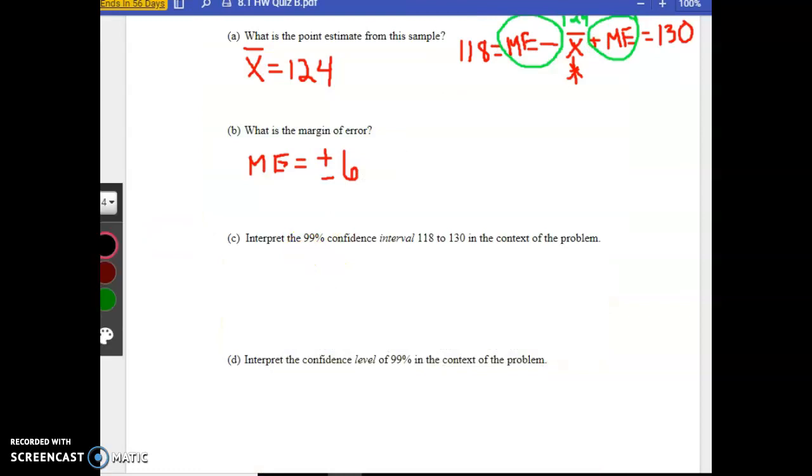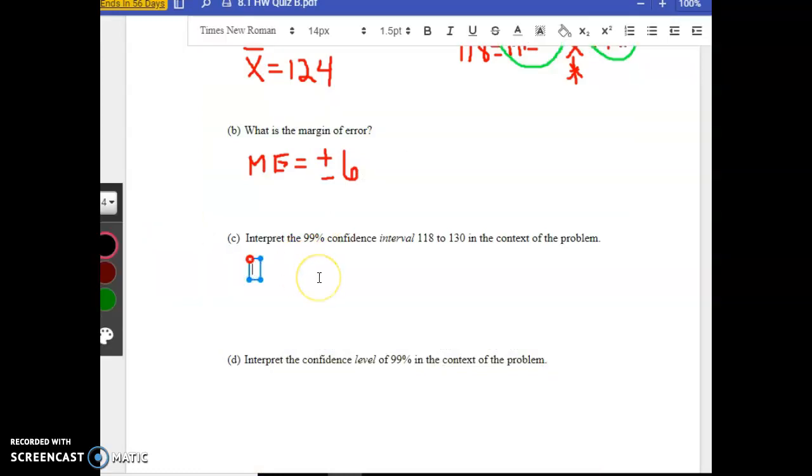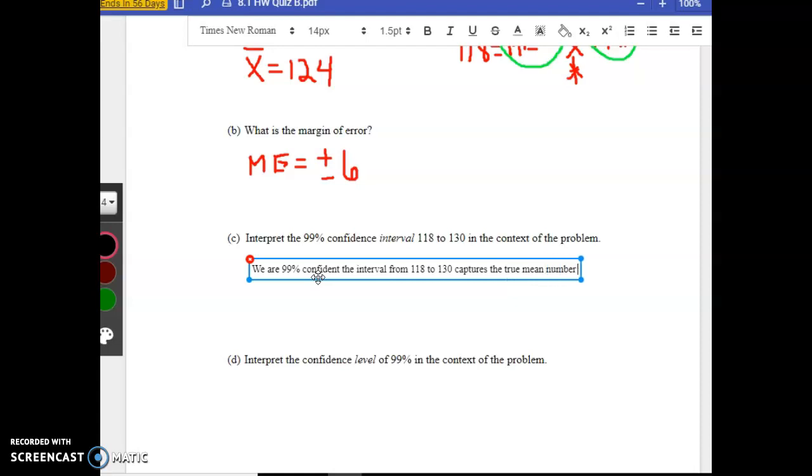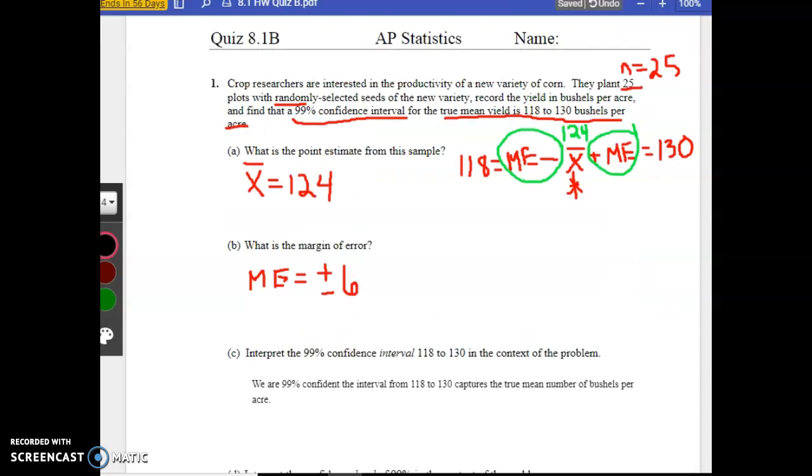So if I go back to part C, and I'll type this instead of write it to save a little time. If I want to interpret the 99% confidence interval, this is the math libs. We are 99% confident the interval from 118 to 130 captures the true mean number of bushels per acre. What was this? Bushels of corn.